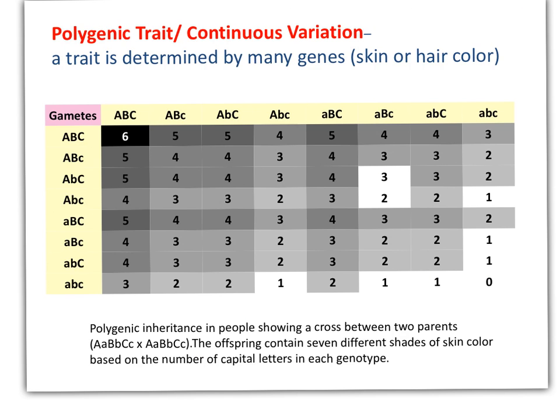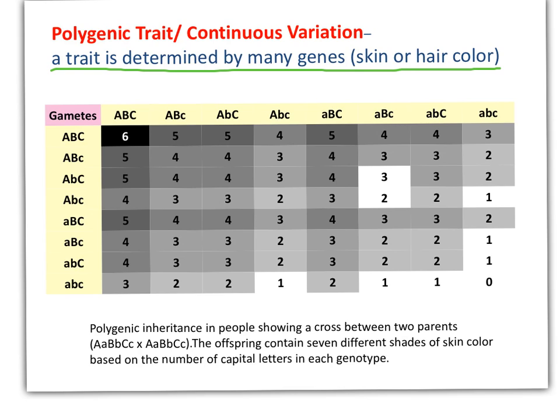Okay. All right, last couple things that you need to write down. So two more. Polygenic traits are continuous variations, and those are traits that are determined by many genes. Things like skin color and hair color, eye color, things like that.